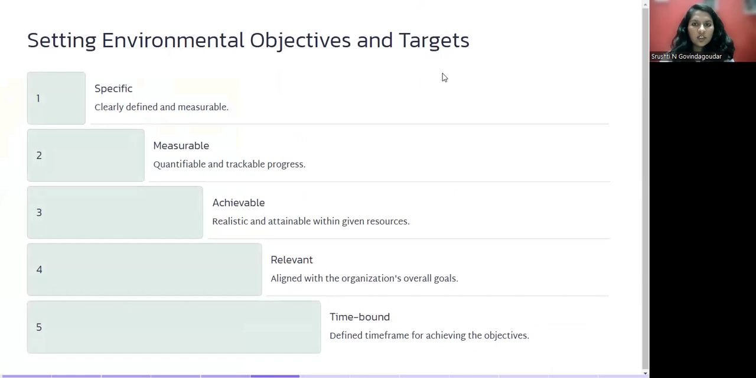Setting environmental objectives and targets. First, you must be specific: clearly define what your goals are. Measurable: quantifying and tracking progress. Achievable: realistic and attainable within given resources. Relevant: align with the organization's overall goals. Time-bound: define a time frame for achieving the objectives.